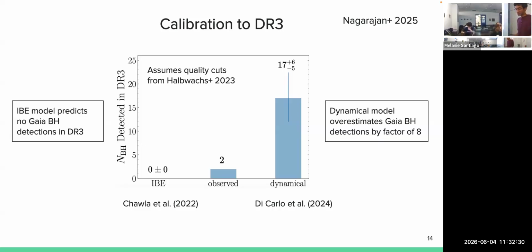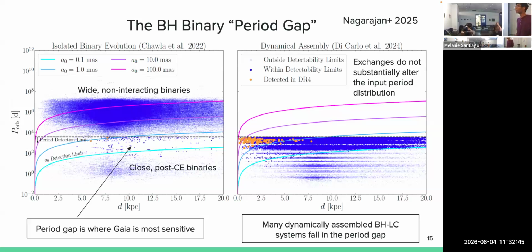So before I get into that, you may be wondering, can we investigate a little bit further why there's such a big discrepancy between these two formation models? Like why 0 for IBE? That seems kind of extreme. Okay, so this is a parameter space I really like to look at. This is the orbital period of all these binaries versus distance. And here you can clearly see the effect of Gaia's sensitivity, basically.